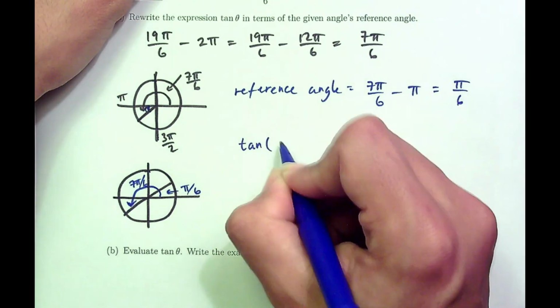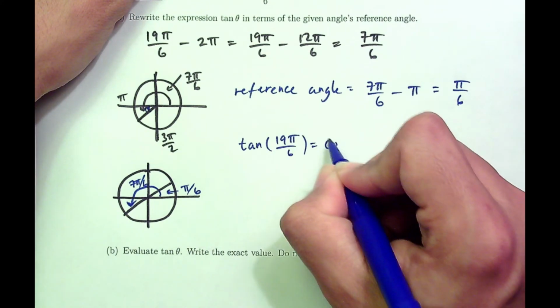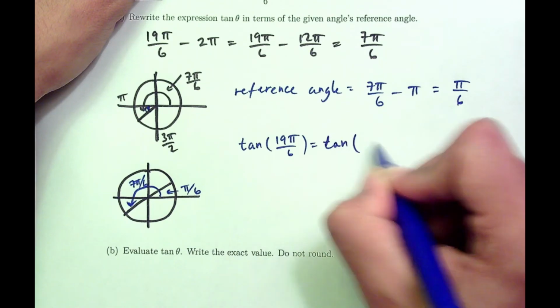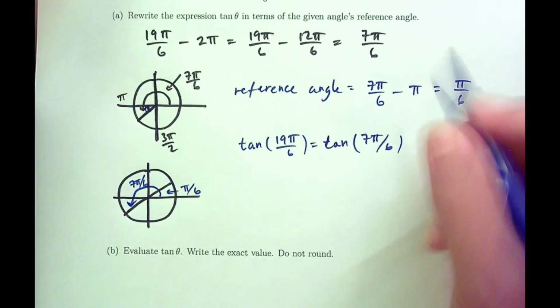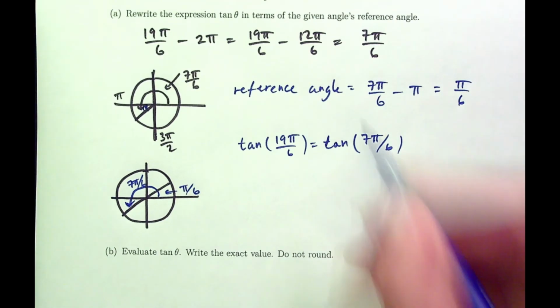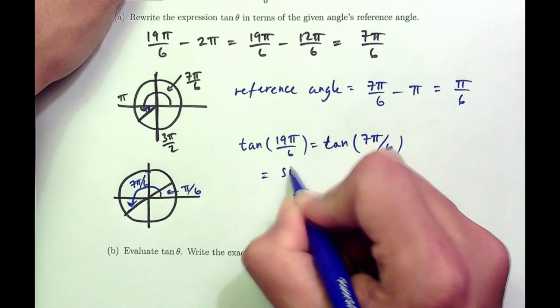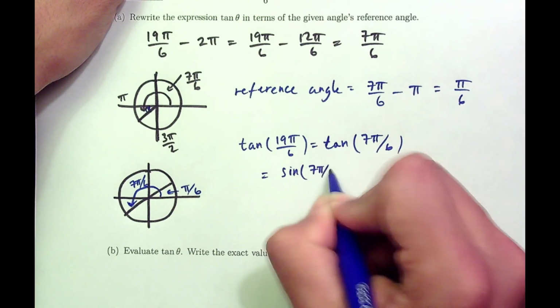What is this? We got, first of all, tangent of 19 pi over 6 is the same as tangent of 7 pi over 6, because these are coterminal angles. They have the same values. Right? When you have coterminal angles, you're in the same spot. You're going to get the same values for everything. Okay, so then what is tangent? Tangent is sine over cosine.